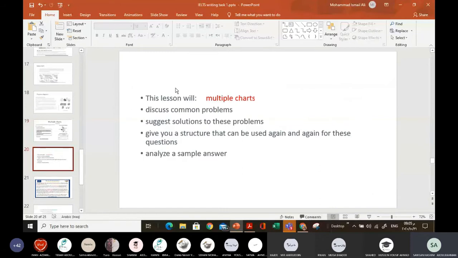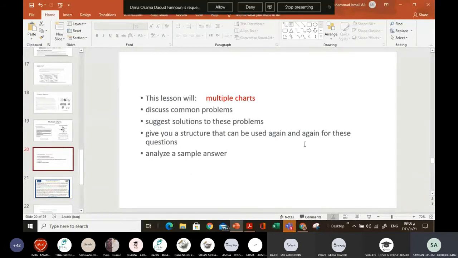So what are you going to discuss? Common problems and suggest solutions to these problems. What is the solution to this problem? And don't forget to give a structure that can be used again and again for these questions. Put structures, analyze sample answer, and so on.